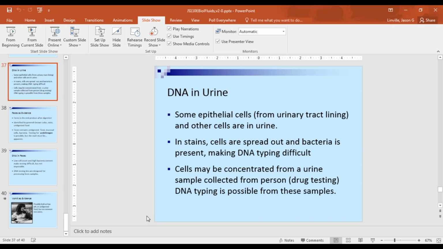But for both, if they're dried out and nobody's messing with them, the DNA is going to last for a very long time. All right, so hopefully that helps answer the question.